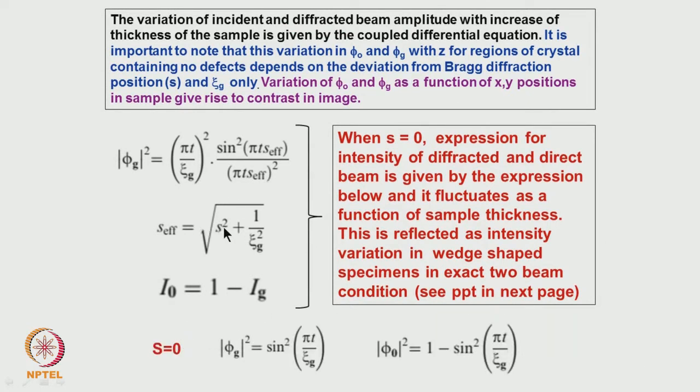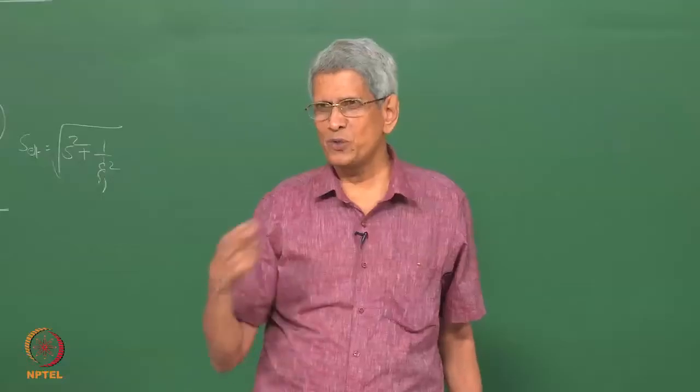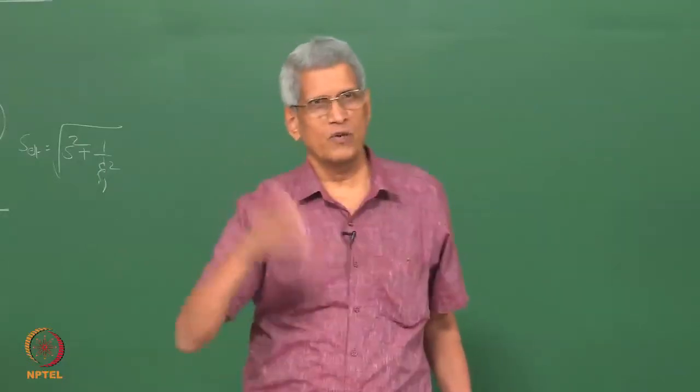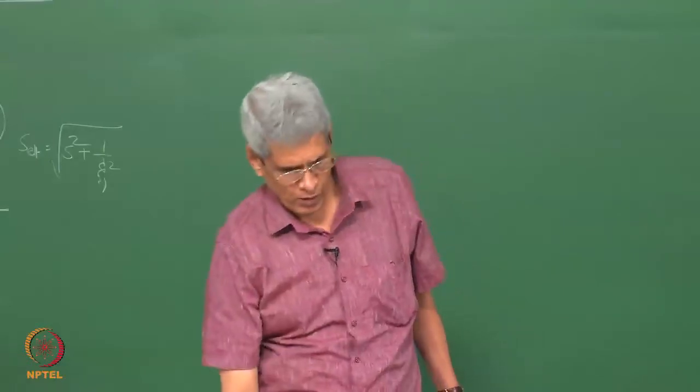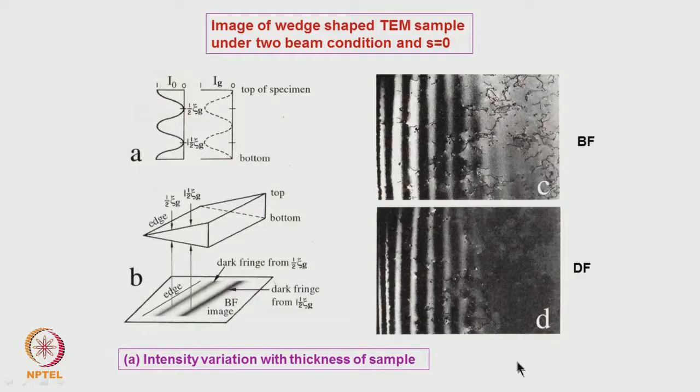Now when s becomes 0, this will turn out to be pi into t by psi g, correct. Then phi 0 squared will be here. Now what is going to happen is that as the thickness of the sample, t by psi g, becomes 1 by 2, 3 by 2, 2, like that, the intensity is going to fluctuate. That is what is being seen when s equals 0. So this expression, the dynamical theory expression, is now able to explain all the experimental observations.